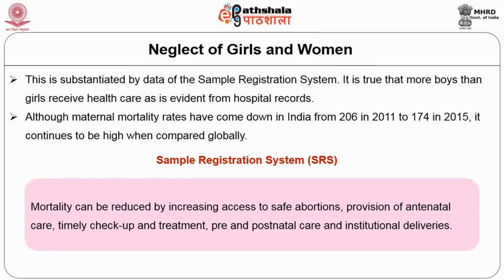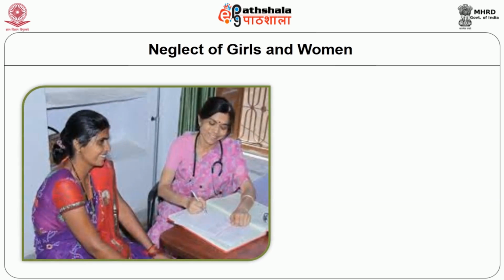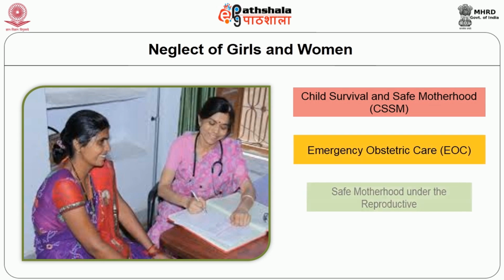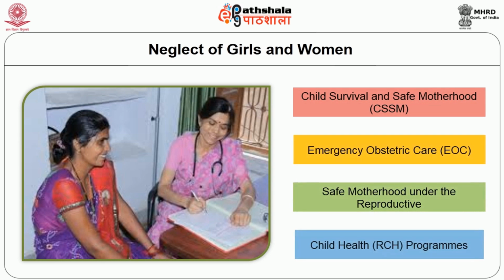Mortality can be reduced by increasing access to safe abortions, provision of antenatal care, timely checkup and treatment, pre and postnatal and institutional deliveries. The government also has the responsibility of providing good quality health services for safe motherhood and has several outreach programs such as Child Survival and Safe Motherhood CSSSM program, the Emergency Obstetric Care and the Safe Motherhood under the Reproductive Child Health RCH programs.